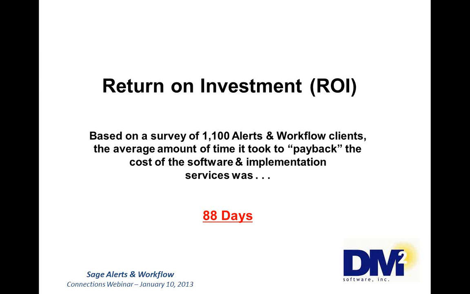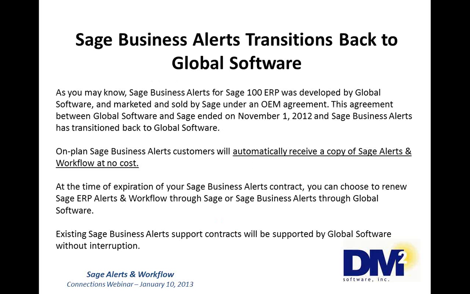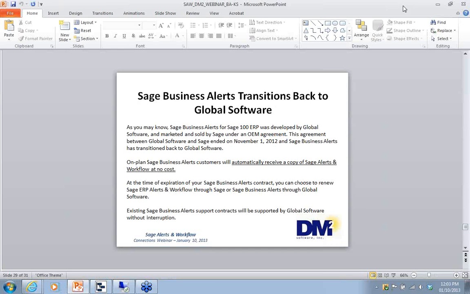So, last item before we jump into the alerts and workflow product, if you do happen to be a current user of an older alert solution from Sage Software, that was a solution called Sage Business Alerts. If you do happen to be an owner of that, Sage is offering you a free upgrade to Sage Alerts and Workflow. So let's take a look at this application that I've been mentioning and actually show you what it looks like.